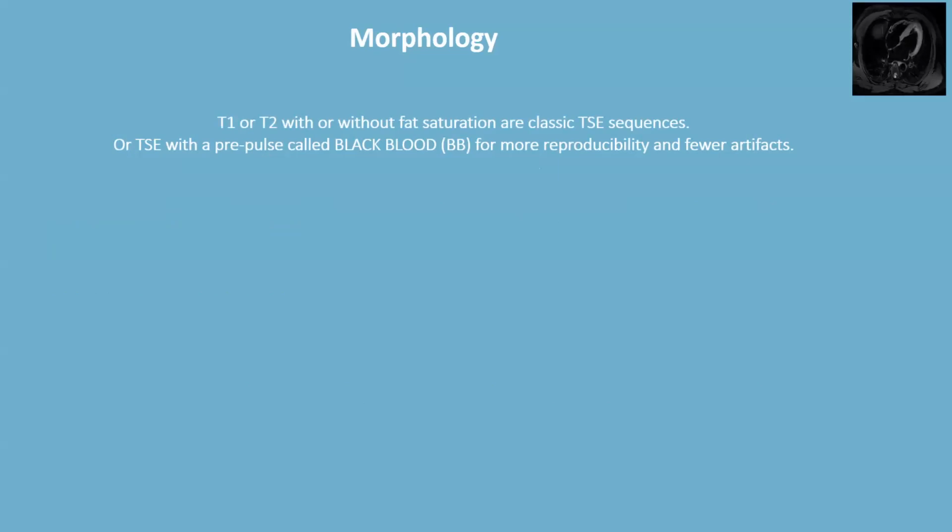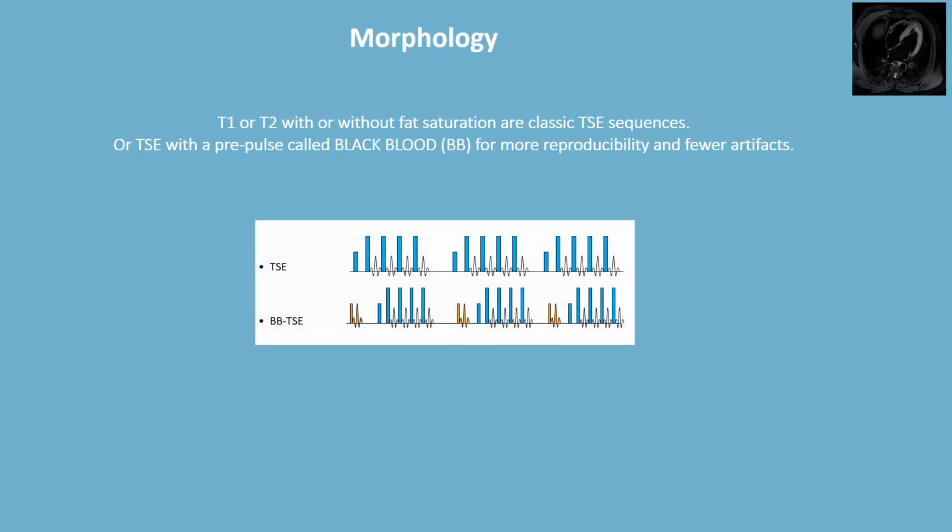The T1 or T2, with or without fat saturation, are classic turbo spin sequences. This is a turbo spin with a prepulse called black blood, for more reproducibility and fewer artifacts. This is the diagram of the sequence. In the event of fat saturation, we can use, independently, steer or spare. The corresponding fat saturation pulse is also added.